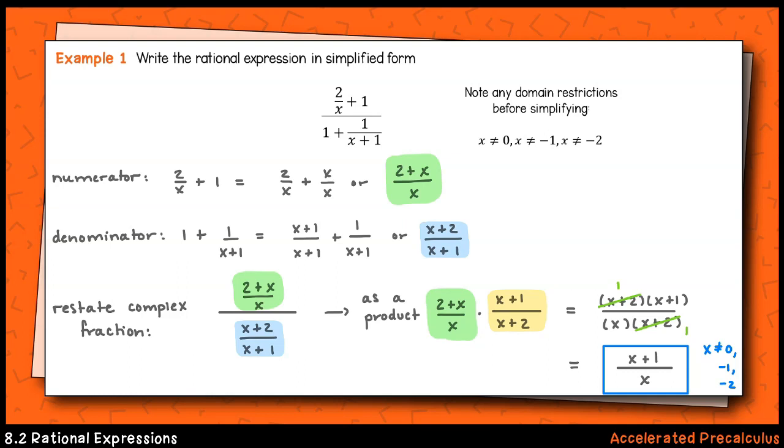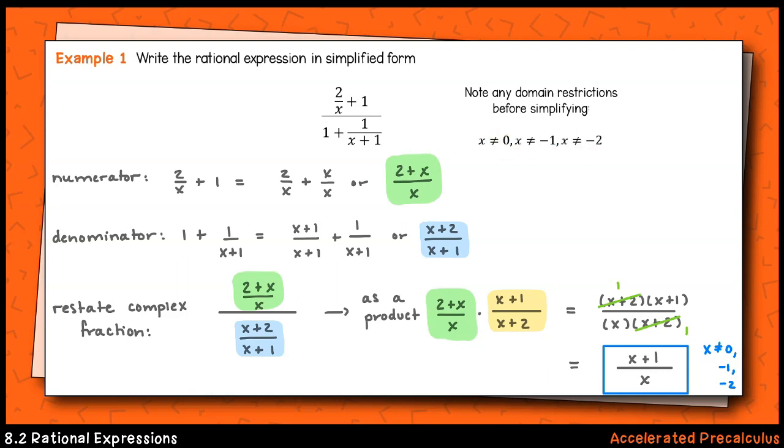Before you get started, go ahead and look for any restricted domain values before simplifying. Once we write the expression in lowest terms, there's a pretty good chance that the excluded values will no longer be apparent in the final expression. I can see that x cannot be equal to 0, -1, or -2.